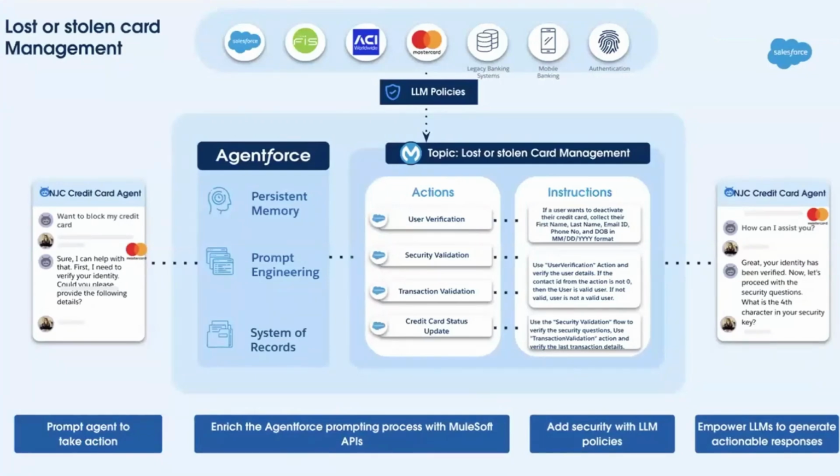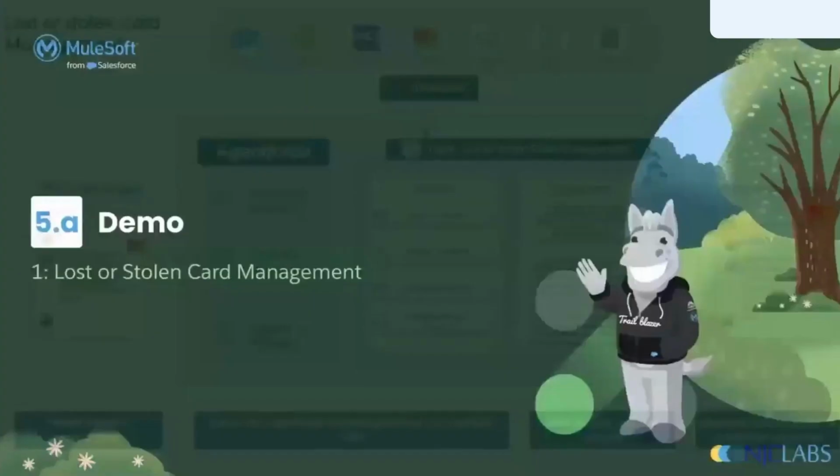And Agentforce intelligently handles lost or stolen credit card requests in this scenario by leveraging persistent memory, prompt engineering, and systems of record. When I'm talking about persistent memory, it means users don't have to provide the same information repeatedly. When we are talking about prompt engineering, an AI model follows predefined scripts and instructions for each process. So the agent dynamically adjusts based on the user response, and that's what you could see as a response from the agent. So let's get into the demo.